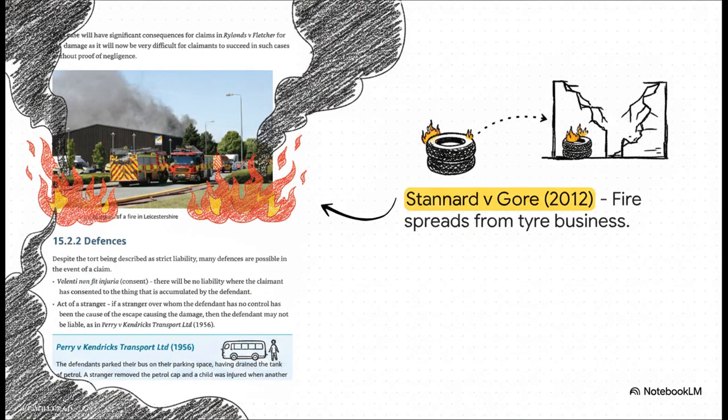And this sets the scene perfectly for a modern and highly tricky case, Stannard v. Gore from 2012. The defendant ran a tire fitting business and was storing roughly 3,000 tires in a totally haphazard manner. A fire breaks out, ignites the tires, and spreads super rapidly, causing massive damage to the claimant's adjoining premises. You look at that and probably think, an escape that caused damage, Rylands absolutely applies here.